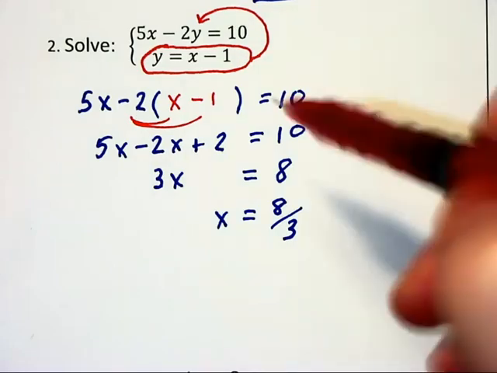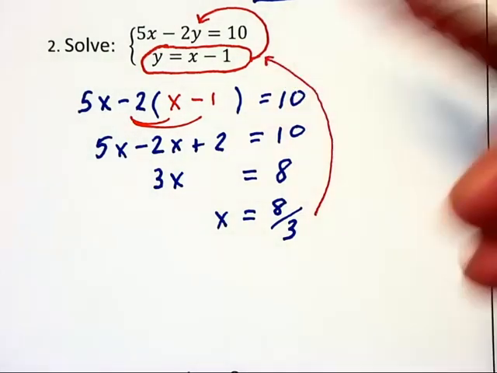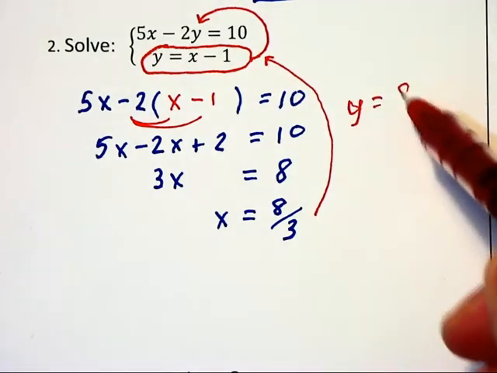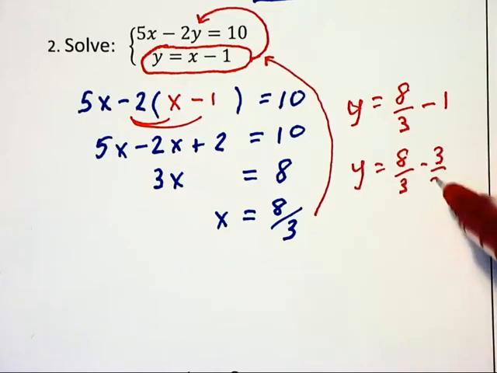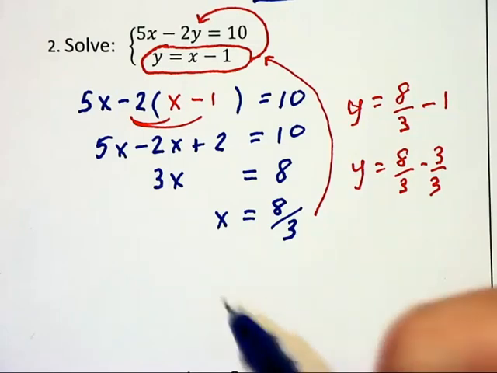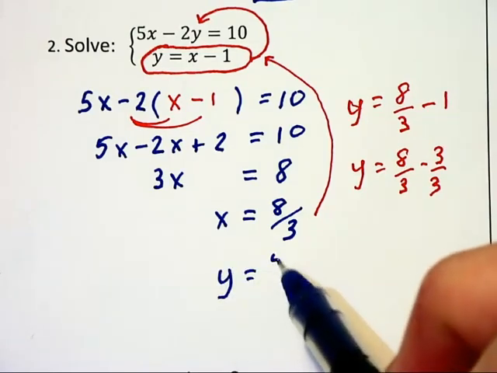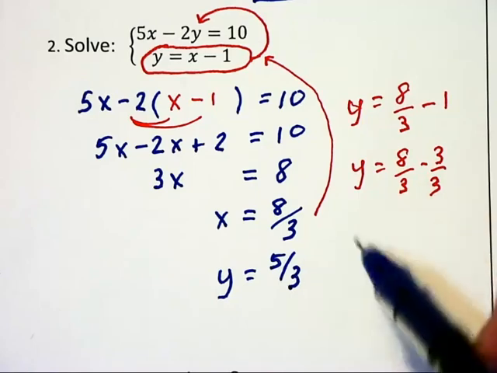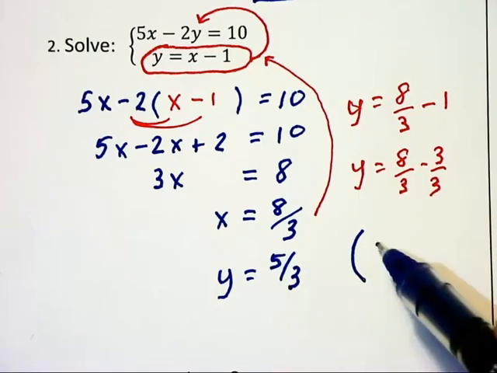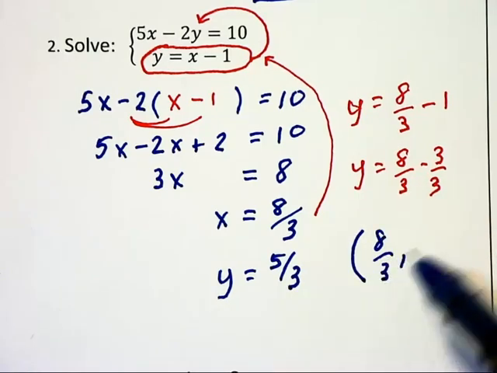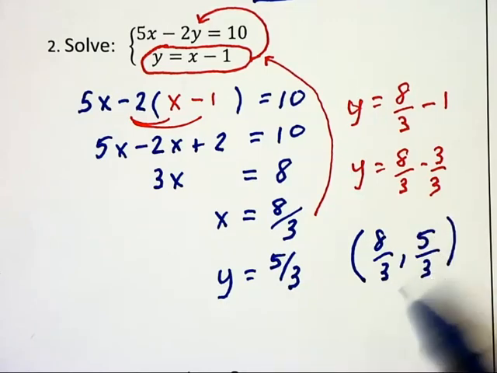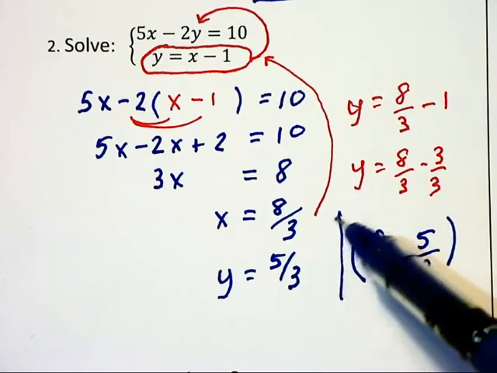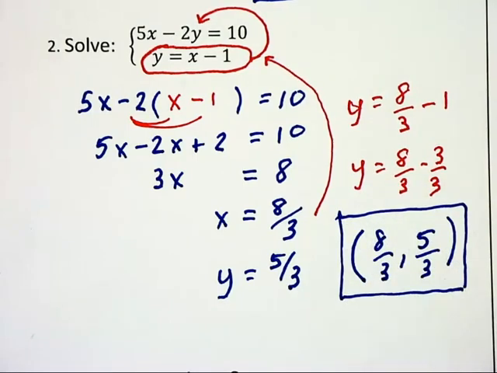Let's take this 8/3, substitute it in for x. y is going to equal 8/3 minus 1. Well, we'd prefer to think of that as 8/3 minus 3/3, and therefore the value of y that we're seeking is going to be 5/3. So our solution set is the point 8/3 comma 5/3, and make sure that the x is listed first because coordinate points are listed in x comma y format.